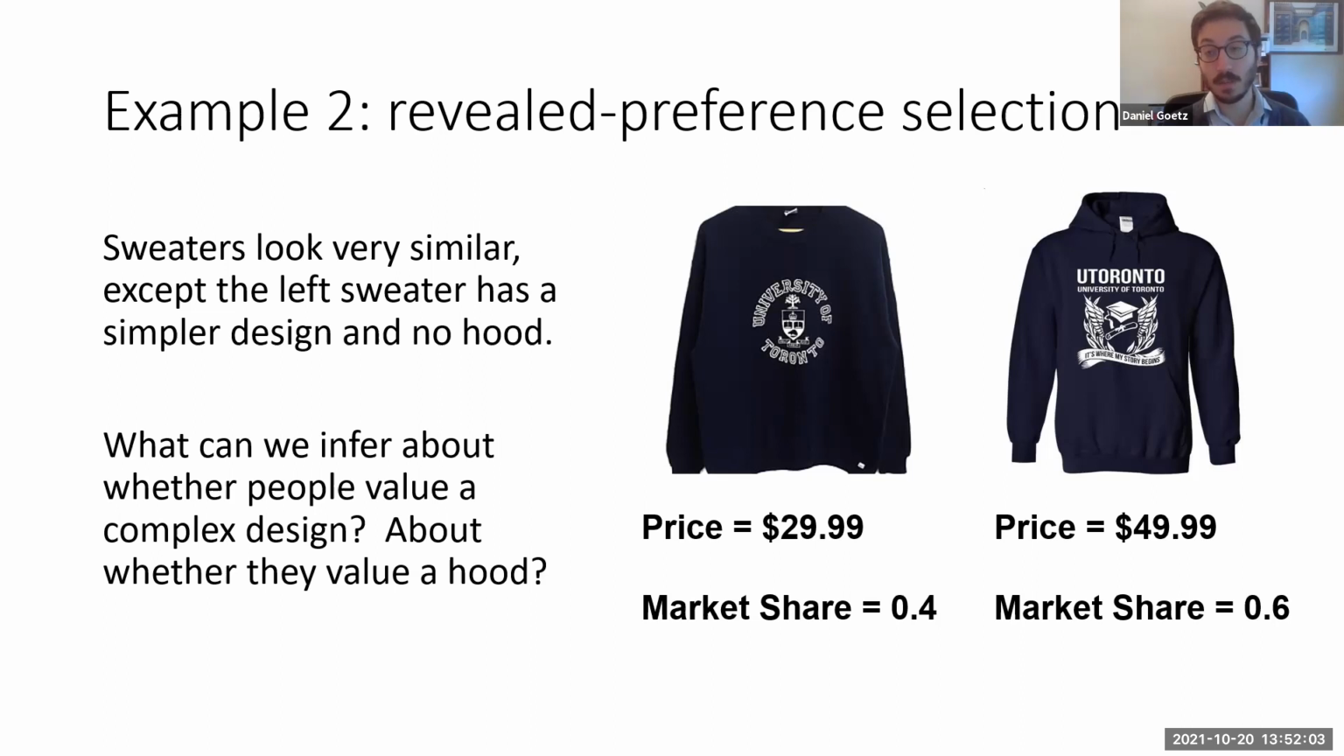The only thing we can say for sure is that people must like at least one of these things, the hood or the design. If people didn't like either of these things, there's no way that this sweater on the right would sell more than the sweater on the left at a higher price, right? It would sell less even at the same price because it would have two things that people don't like. So that's all we can infer, that people like at least one of those things.